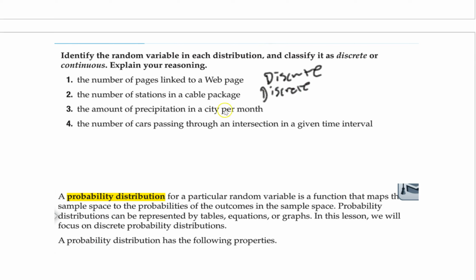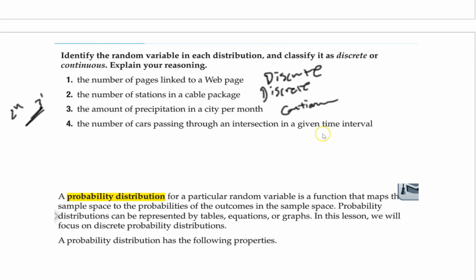The amount of precipitation in the city. So how much does it rain in the city? That is continuous. The rain in the city is not going to be 2 inches and then jump up to 3 inches with nothing in between. There are in-between values. It could be anything. So this is continuous. It could fall anywhere in between.